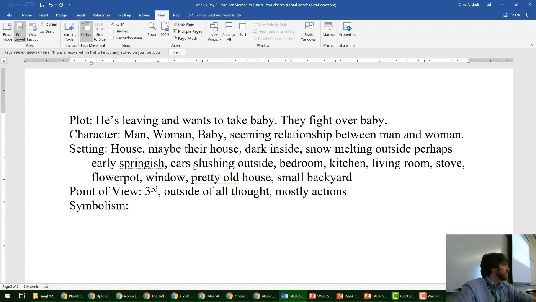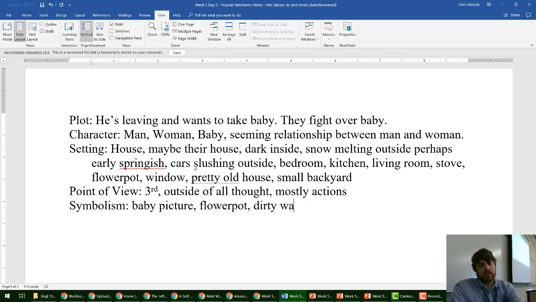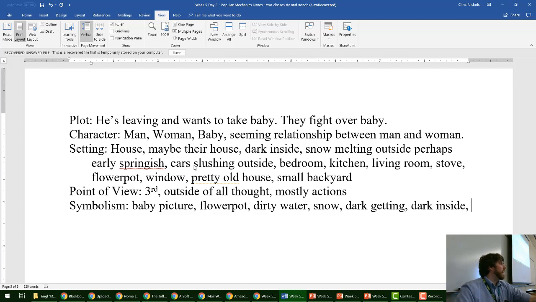The baby picture, maybe, when she's taking it away. I mean, we don't even have to think about what it means right now. We can just talk about things that might have symbolic meaning. I feel like the dirty water, the symbol of the dirty water. Maybe snow, even. There's just the time of day, because it says it's getting dark, dusk, and it's dark inside too. Maybe it's talking about their morality fighting getting dark.